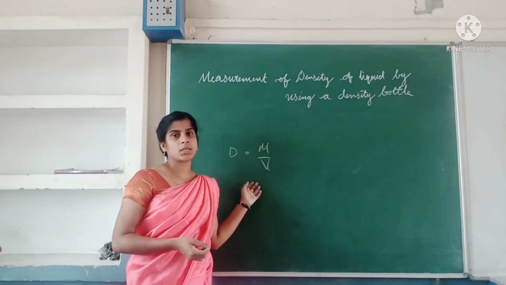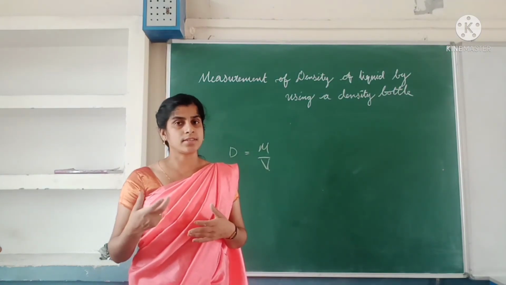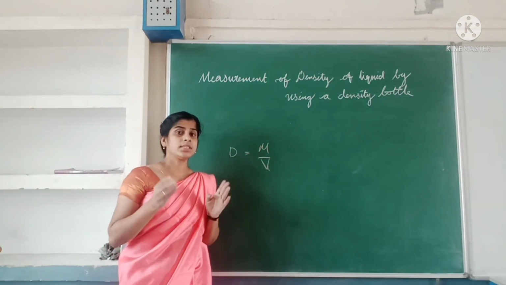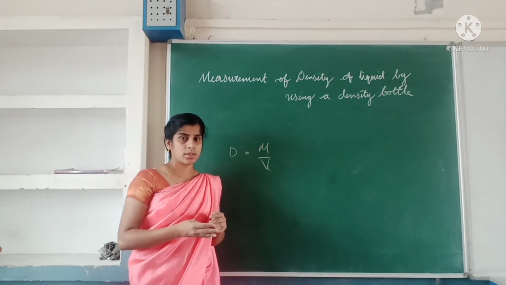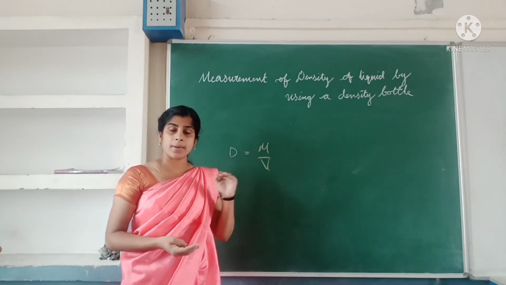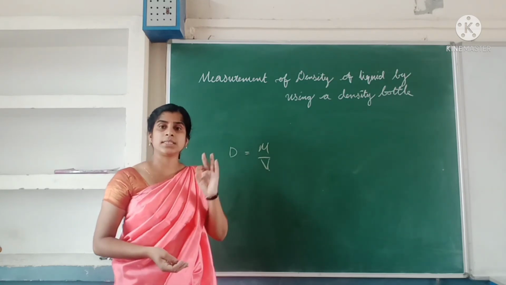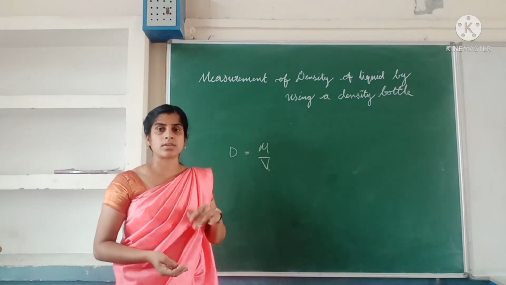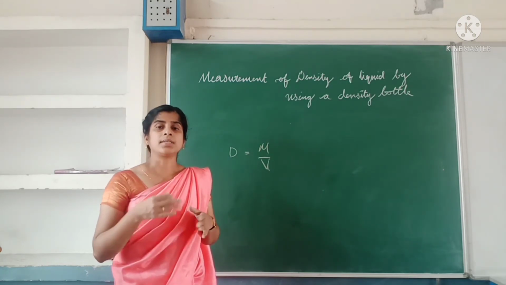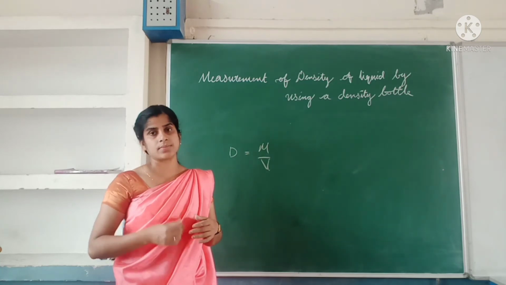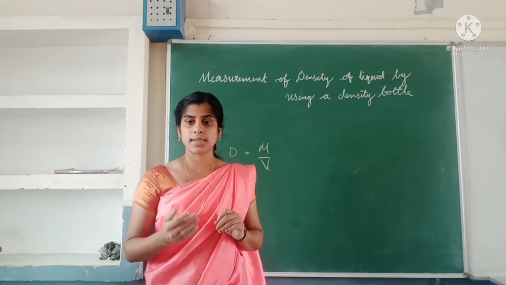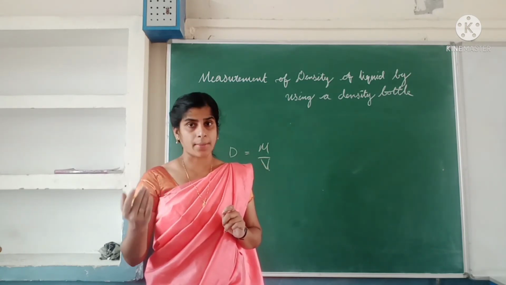So in case of liquid, volume increases with the rise in temperature, and density decreases. In case of solid, the density will not change with the rise in temperature, only the volume has to change. But in case of liquid and gas, with the rise in temperature, volume is changed and the density also decreases. So now we are going to discuss what are the consequences of change in density of liquid with temperature.